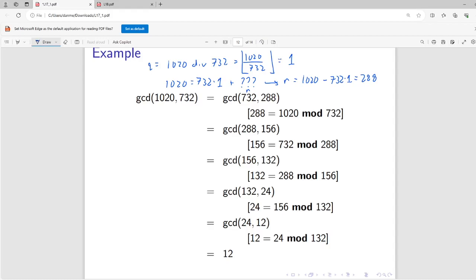So using my last result, the greatest common divisor of 1020 and 732 is equal to the greatest common divisor of the smaller of those two integers and the remainder after dividing by that. So 732 and 288. And they will have the exact same greatest common divisor, right? And so over here you see I say that 288 is the remainder after dividing 1020 by 732.